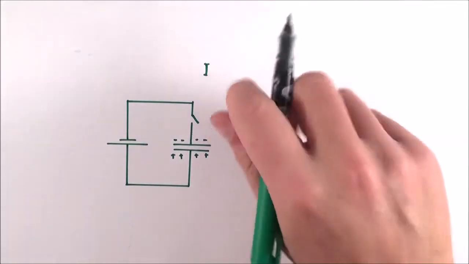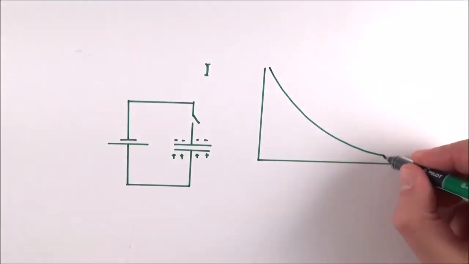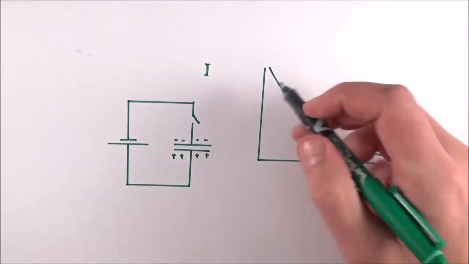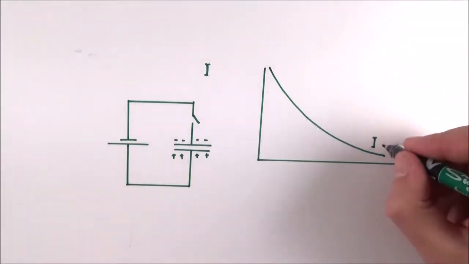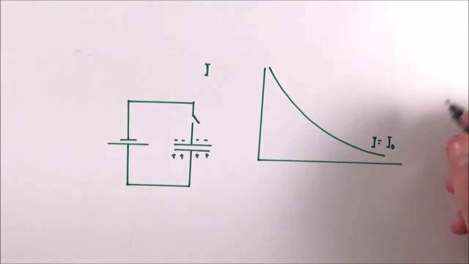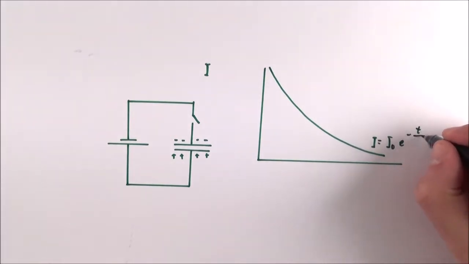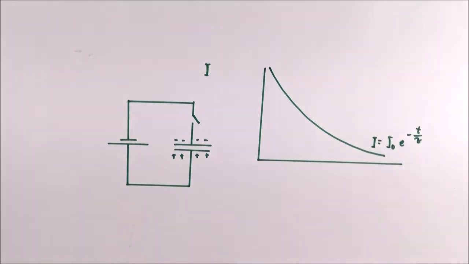And what we find is that the current actually still has this exponential decrease. And what this means is that as time goes on, the amount of current flowing around the circuit decreases, just like we had before, and therefore we can say that at any point the current is equal to the original current I0 times e to the minus t over tau, where tau is equal to CR, and that's the time constant for the circuit.